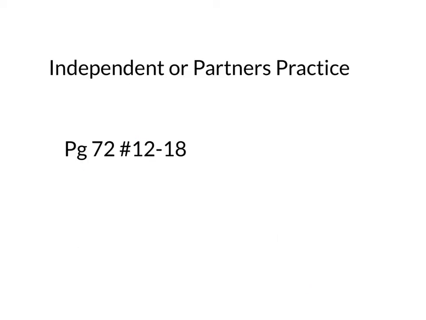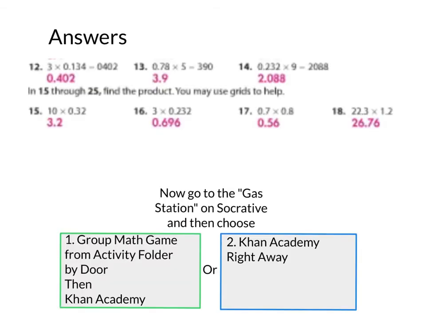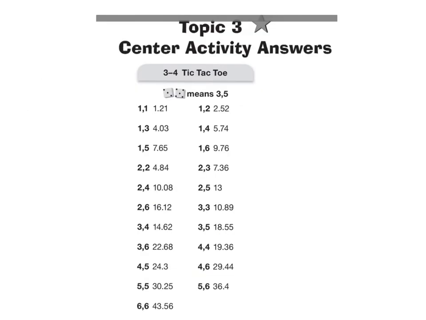Now you're getting to practice multiplying decimals. Here are the problems that you need to do. Please unpause the video when you're done and ready to check your answers. Checking answers in 3, 2, 1. Here are your answers. After you're done with that, you may go to the gas station on Socrative and then choose your group math game from the activity folder by the door and then Khan Academy, or you may just go to Khan Academy right away. And here are your answers for the group game if you choose to do it in 3, 2, 1.